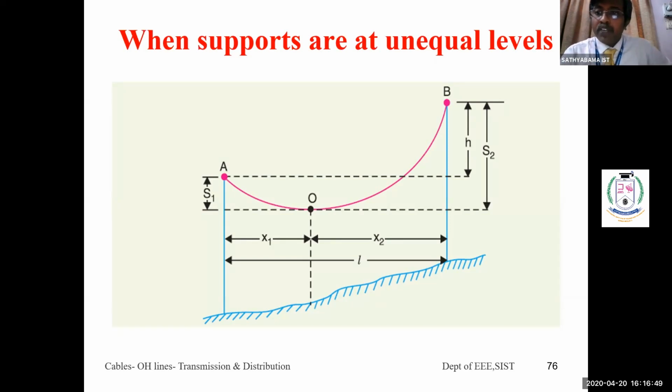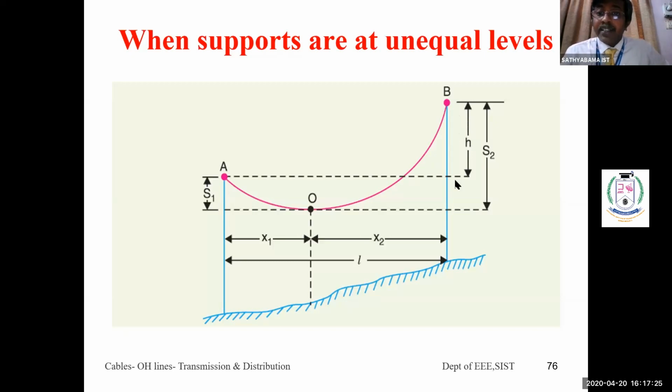This is applicable only for hilly stations, mountains. When you construct poles in the mountains, one end will be the lower part and the other end will be the higher part. So automatically your sag belongs to the lower part. And please remember, in equal levels you can find the sag at any one position, A to O or B to O, but in unequal levels you should calculate the sag in both parts, A to O as well as B to O. That's why the diagram mentions S1 as well as S2.